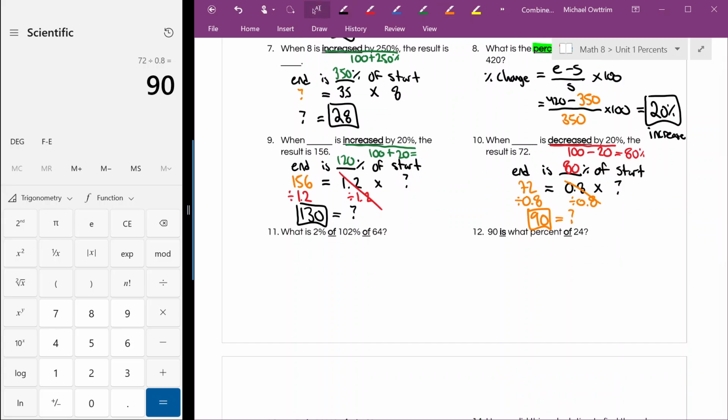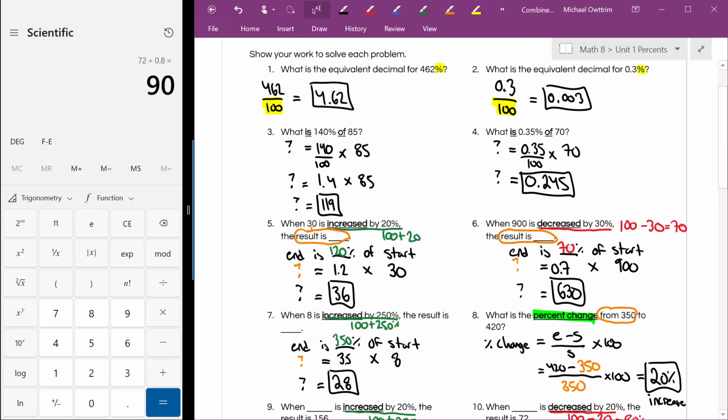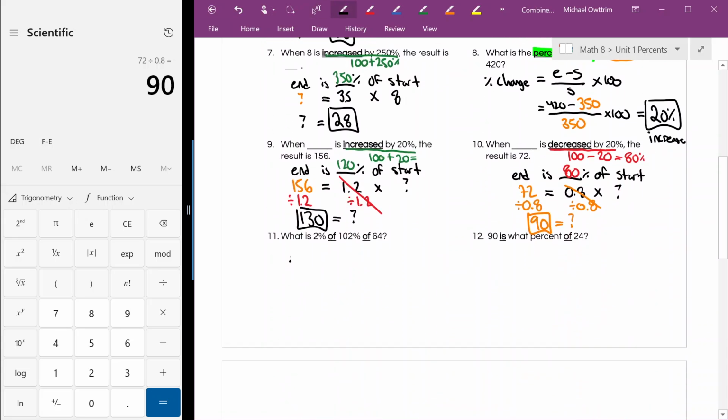Question 11, we have what is 2% of 102% of 60? Again, there's no talk of change or increase or decrease here, but this is a percent of a percent question. And just like up above in question 3 and 4, our word of just means multiply. So we're going to translate that: what translates to question mark, is translates to equals. 2% would be 2 out of 100, of would be multiply. 102% would be 102 out of 100, of means multiply, and 64 is just 64. Our question mark is by itself to the left of the equal sign, so we'll convert everything to a decimal and then multiply it all together.